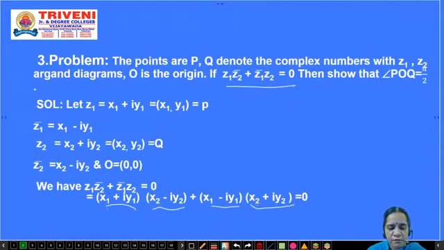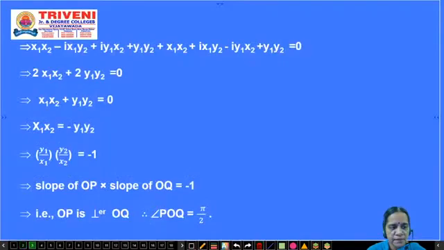What do we have to do here? First we multiply x1 and i y1 with this number, x1 into this one and i y1 into this one, and multiply like this. What do we get here? x1 x2 minus i x1 y2 plus i y1 x2 plus y1 y2, plus x1 x2 plus i x1 y2 minus i y1 x2 plus y1 y2, is equal to 0.